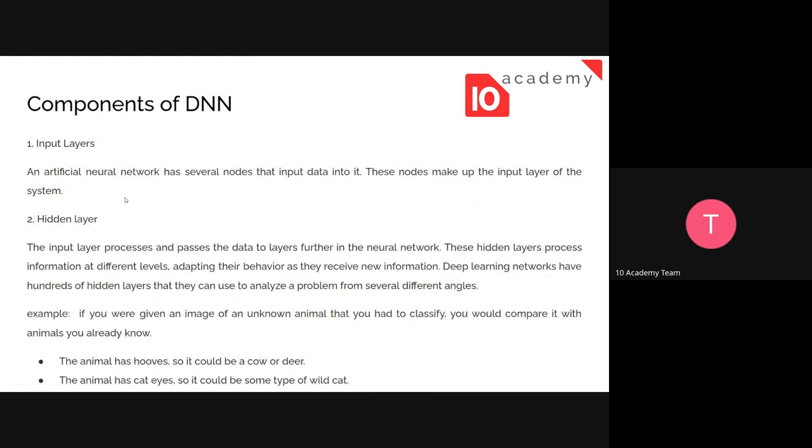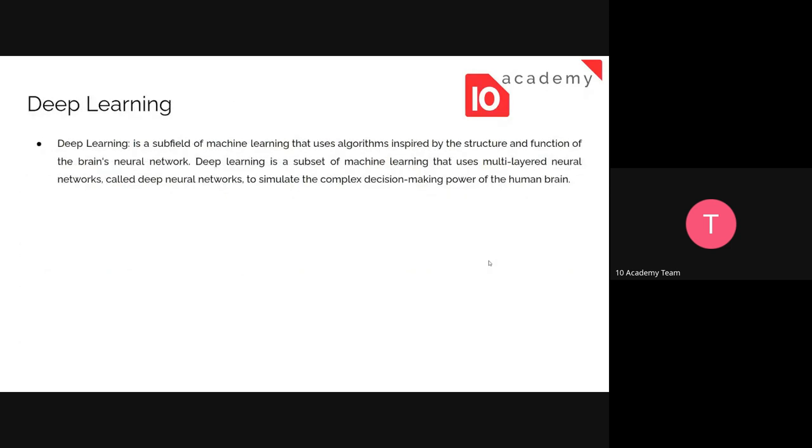So we have the input layer, and there's the hidden layer. The hidden layers are everything in between the input and the output layers. They process and pass the data to layers further in the neural network. They process information at different levels, adapting their behavior as they receive new information. So keep in mind, we've said that they are neural network things.